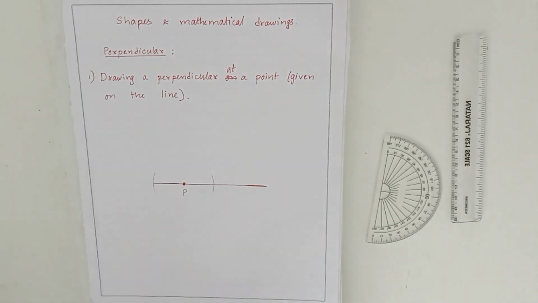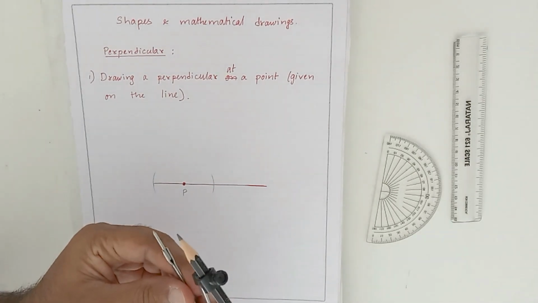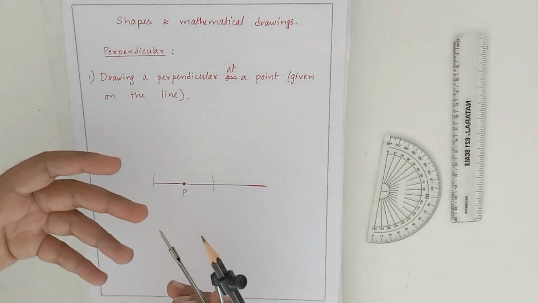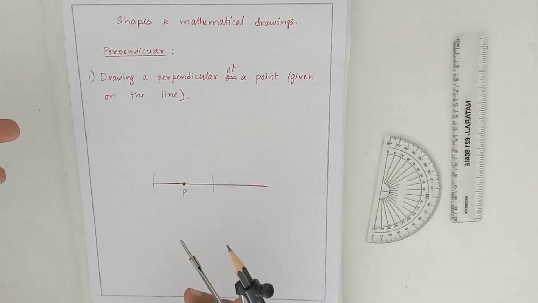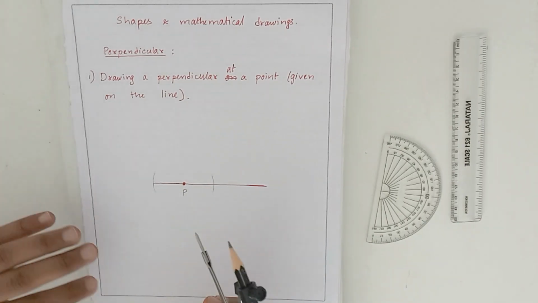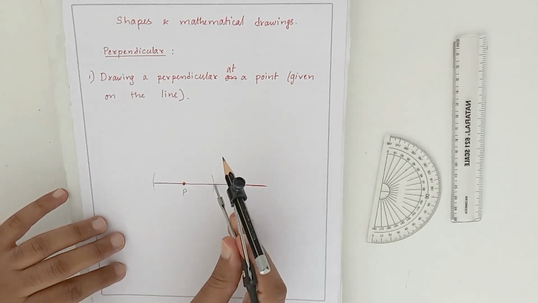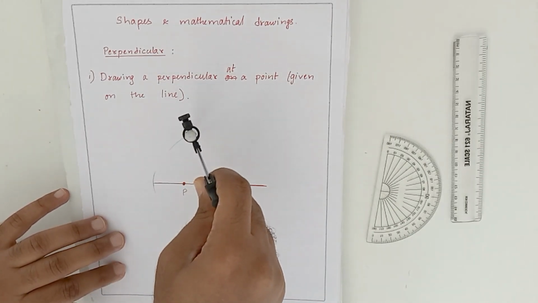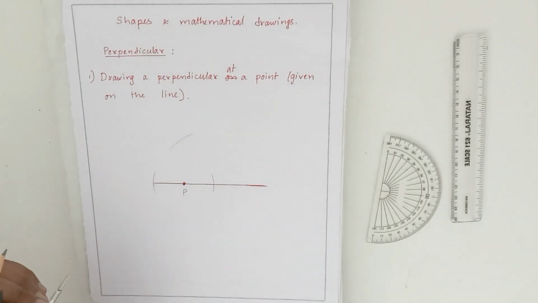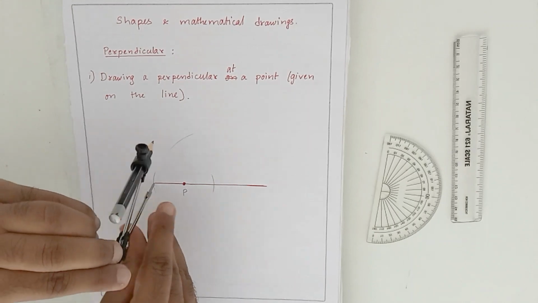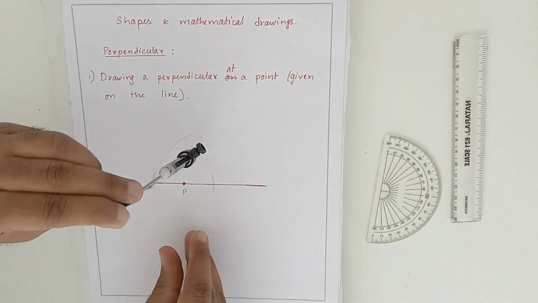Then what I do, increase the measurement slightly, just a little bit more. How much should I increase? You can increase it to whatever length you like, but I suggest don't increase it too much, just a little bit, and then place the compass tip here, draw an arc like this, and then you place the compass tip here, and then you cut this arc.